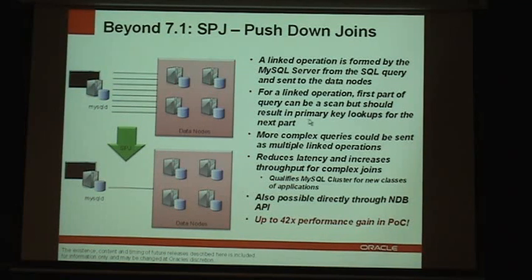The first part of the query can be scanned, which should result in a primary key lookup. For more complex queries, you can have multiple linked operations, and this will help make things faster as far as committing the data to the data nodes. So currently, if I'm before 7.1 and I'm joining data across different nodes, is it possible? Does it come back up? Is all the data retrieved? How does that work? I don't know, I'd have to look at that. But with this enhancement, they were seeing a 42 times performance gain in certain benchmark tests, POCs.